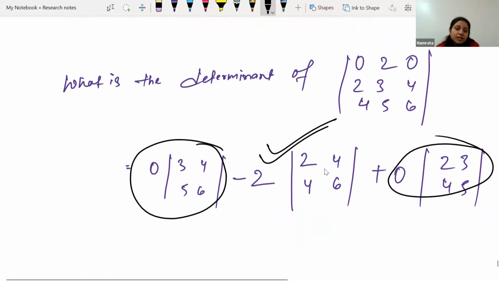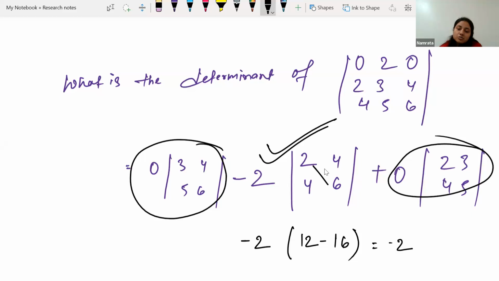So here only -2 and this one. So -2, now 6 times 2 is 12 and 4 times 4 is 16, which will give us -2 times (12 minus 16), that is -2 times -4. That is 8, which is the answer.